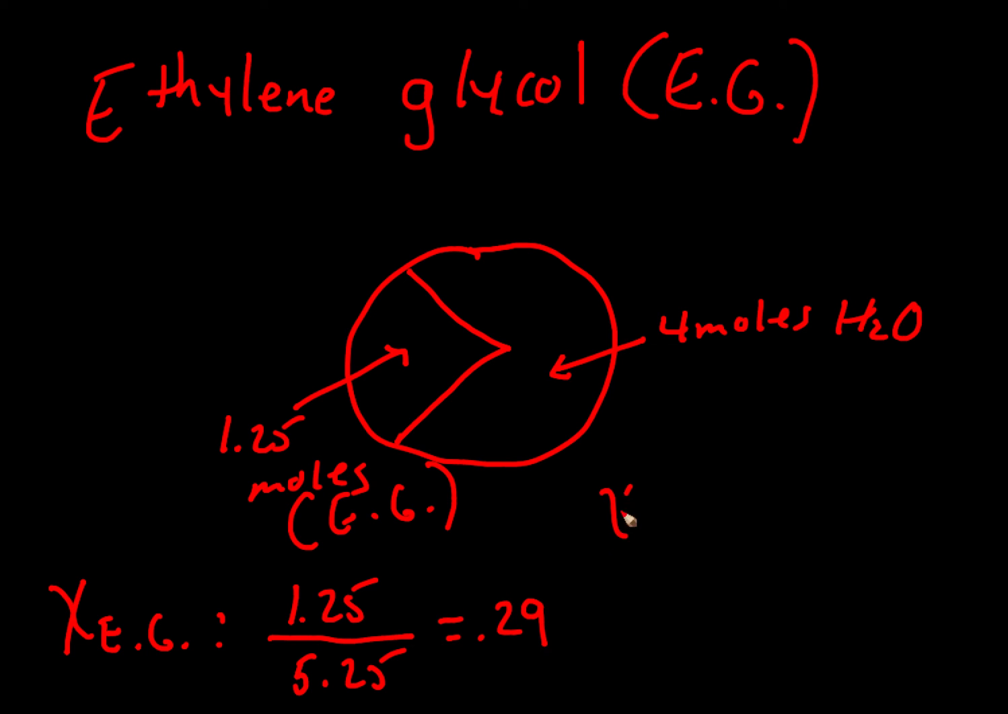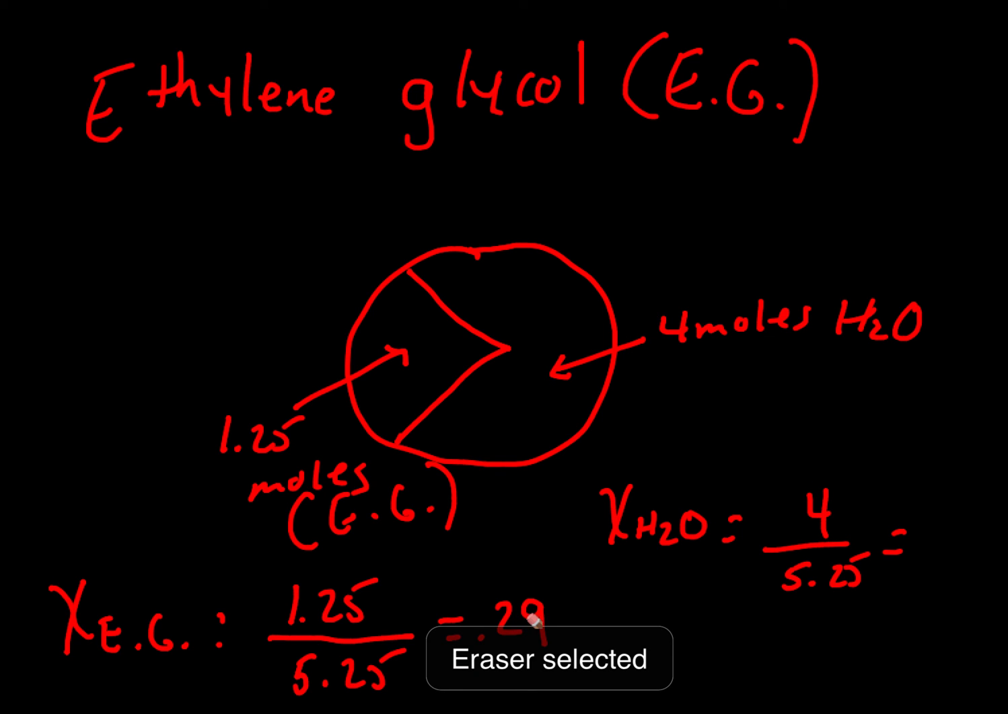Now, if I want to do the mole fraction of water, I'd have 4 moles over 5.25 moles. And that's 0.76, not 0.29. So the mole fraction of ethylene glycol is 0.24, and the mole fraction of water is 0.76.